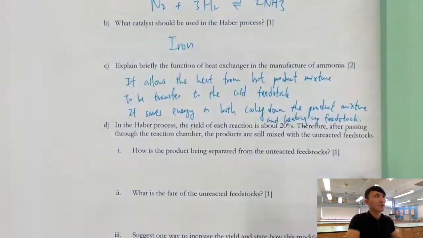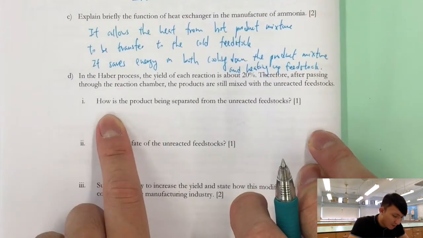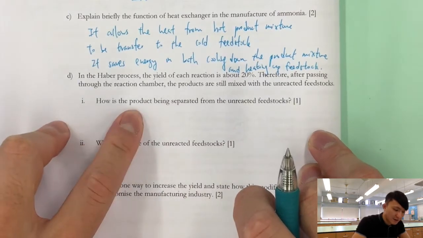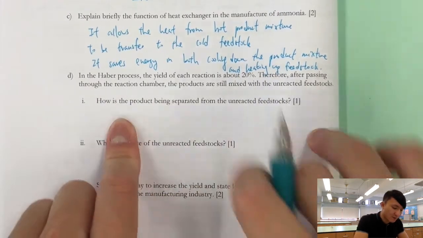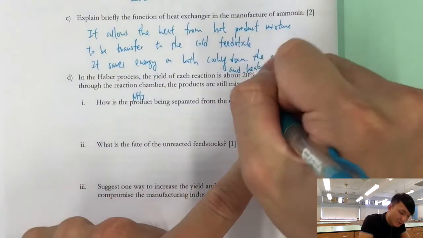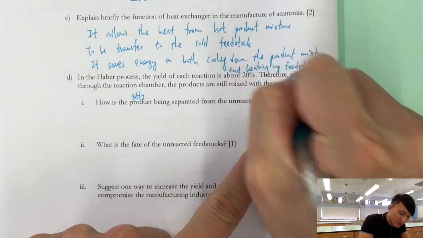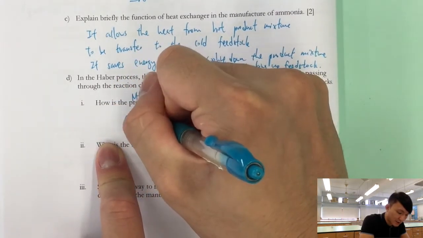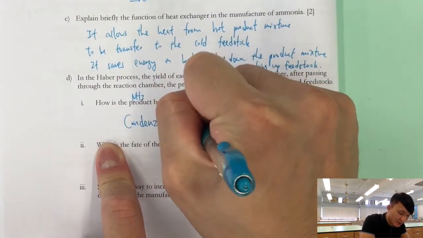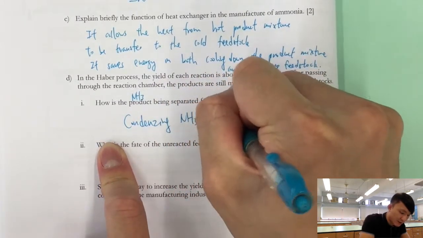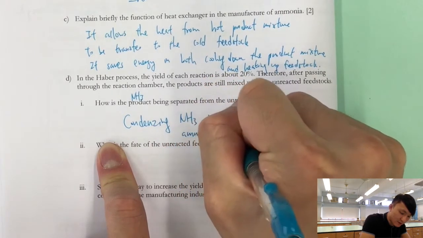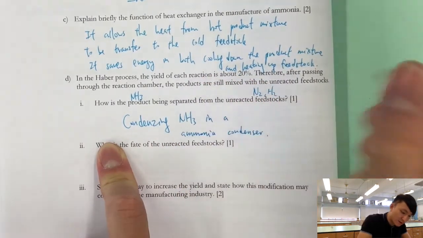Now down here, how is the product being separated from the unreacted feedstock? The product here is ammonia, and the unreacted feedstock is N2 and H2. So how are they being separated? Well, by condensation. By condensing ammonia in the ammonia condenser.